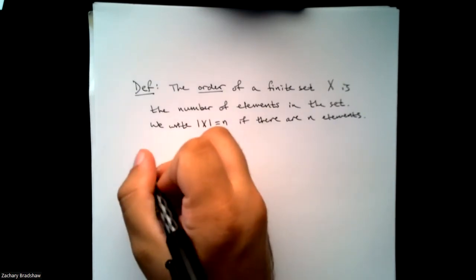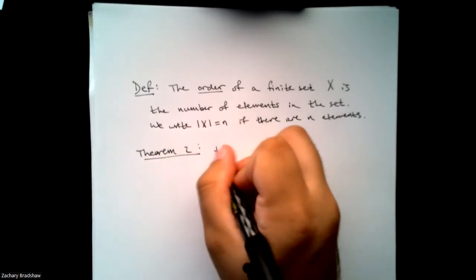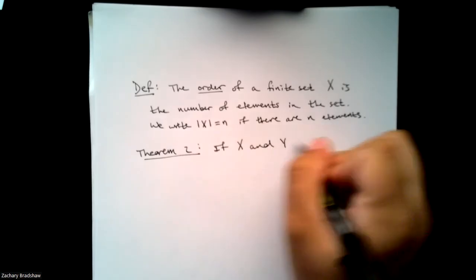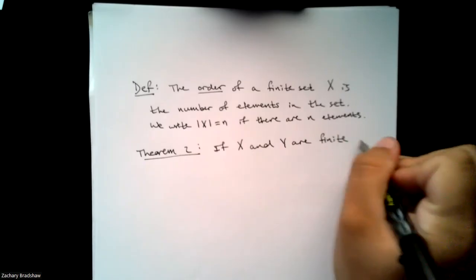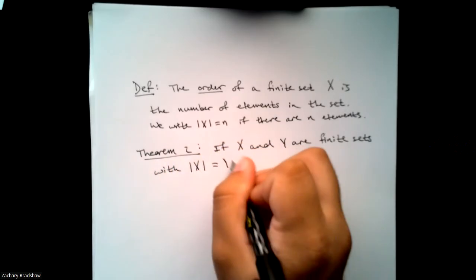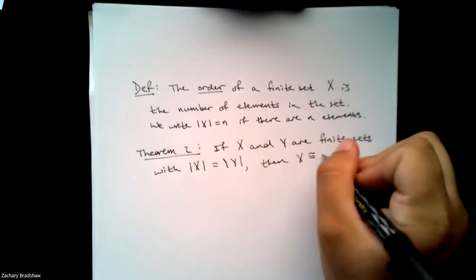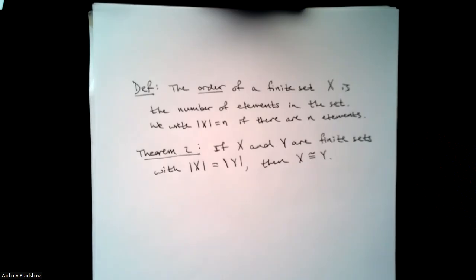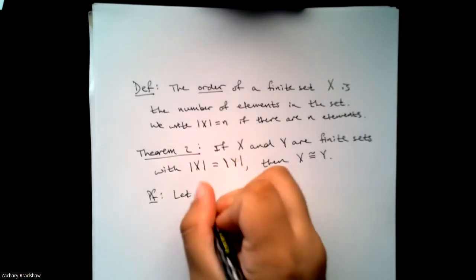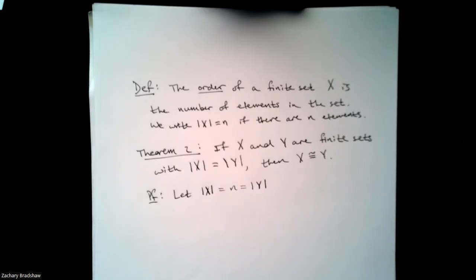Okay, so the classification of sets that we're looking for is given by the following theorem. If x and y are finite sets, with the order of x equal to the order of y, well then x and y are isomorphic. Okay, so the proof is actually very simple. Why don't we go ahead and write out some sketch of this. Let's let the order of x equal n. Let's make sure it's the same thing as y, like in the assumption.